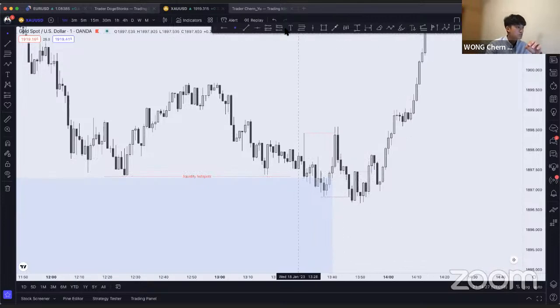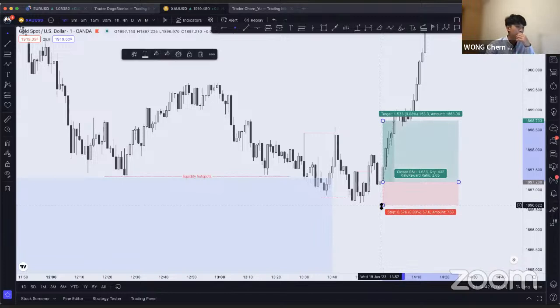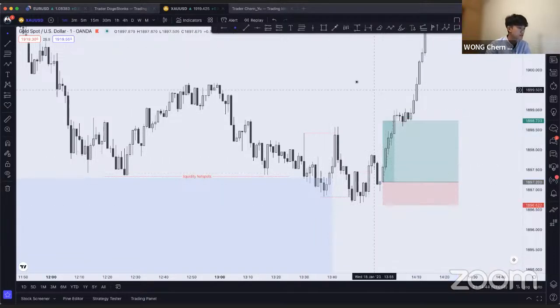And upon a nice retracement, if you're talking about really smart money concepts entering on the demand zones, we could have entered here, stop loss just right below the pips, right below the low, and that will give us a very nice stop loss of about 5 to 6 pips, 5.7 pips.